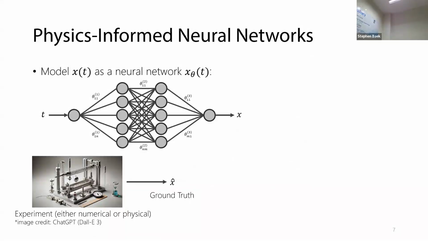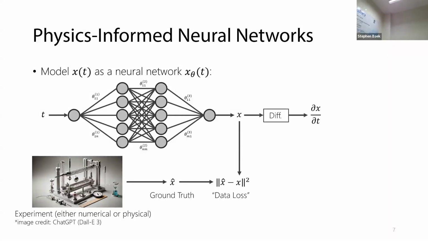We assume that there's some ground truth. It can be from either experiment or numerical simulation. Doesn't matter, right? Some ground truth is given. And then we want to fit our model, which means that we're going to compare the ground truth and the model prediction, and we're going to define the training objective. So up to this point, this is the usual neural network regressor, right?